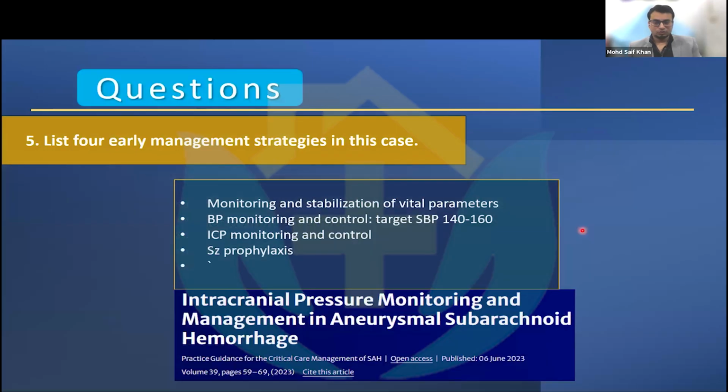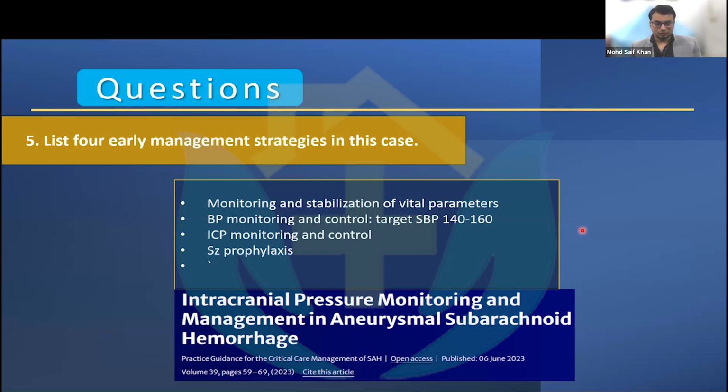So, what were the questions? List 4 early management strategies in this case. So, somebody asked you early management strategies. First of all, you have to monitor and stabilize the vital parameters, which were aptly answered by all the candidates. BP monitoring and control is crucial in this patient because you have to prevent rebleeding. The aneurysm is still unsecured; you have not done any definitive management for that.